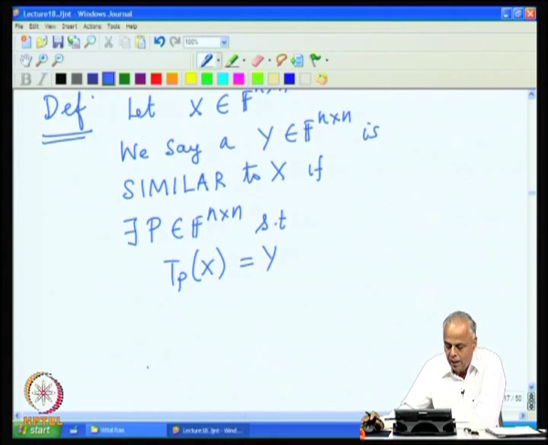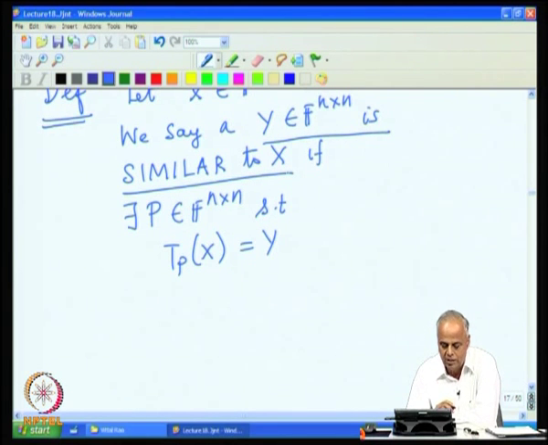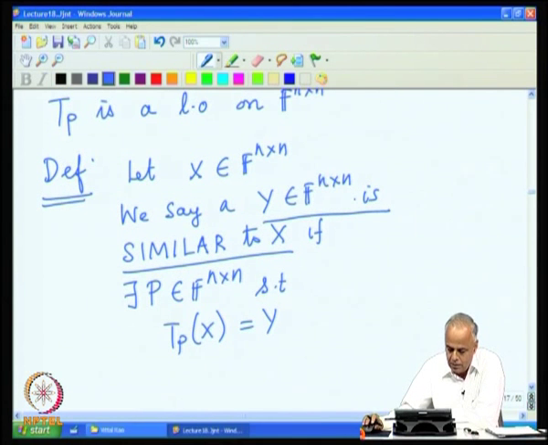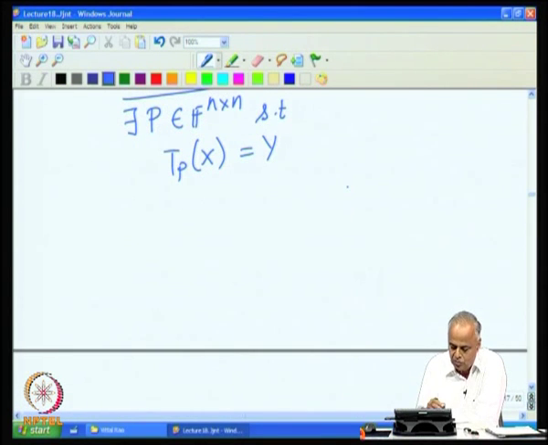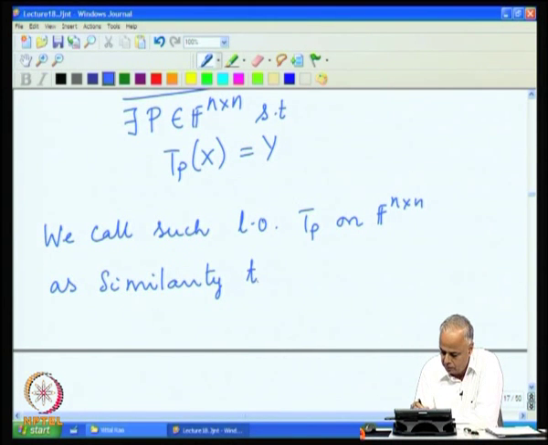Then we say x is similar to y or y is similar to x. We will look at these things later, but we will simply follow that y is similar to x if this happens. This is a very important notion which will come in handy in our later analysis, and therefore, any such TP is called a similarity transformation. We call such linear operators TP on Fn cross n similarity transformations.